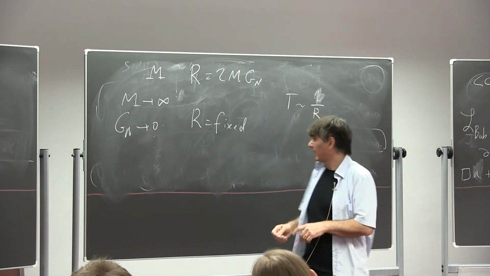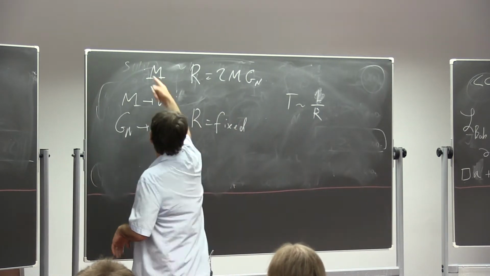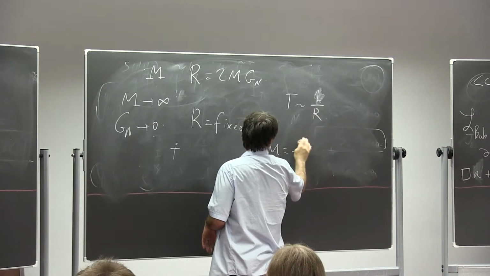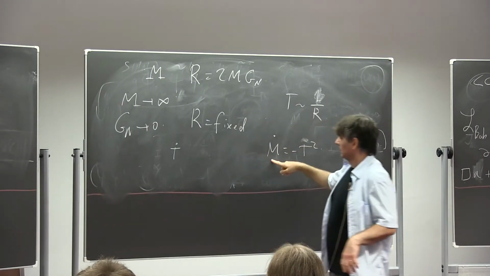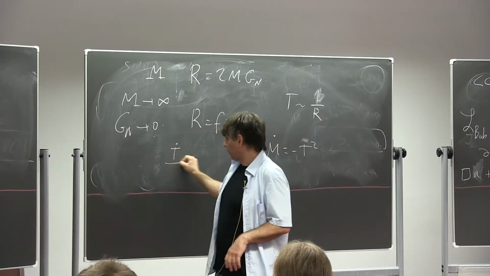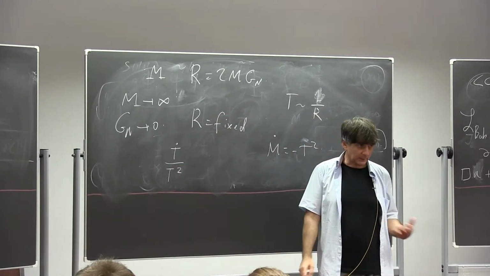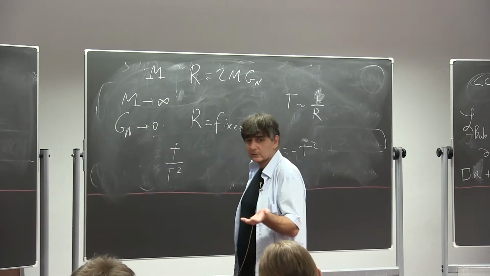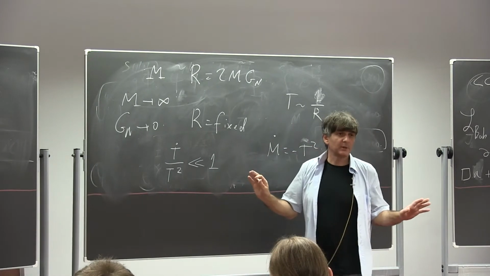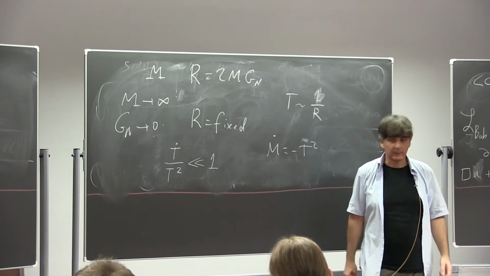Now, how small? The parameter that controls deviation from thermality is the derivative of the temperature. Because the black hole evaporates, there is a Stefan-Boltzmann law for a black hole. The derivative of the mass is minus T squared, and correspondingly you can form a parameter which is T dot over T squared. T dot is the time derivative of temperature, and as long as this parameter is much less than 1, the semi-classical approximation is perfect. So we can treat the black hole as an approximately thermal bath.